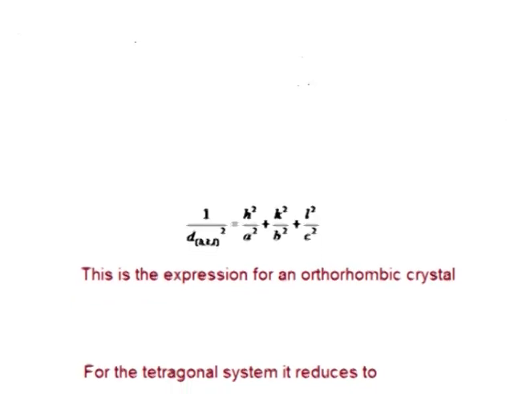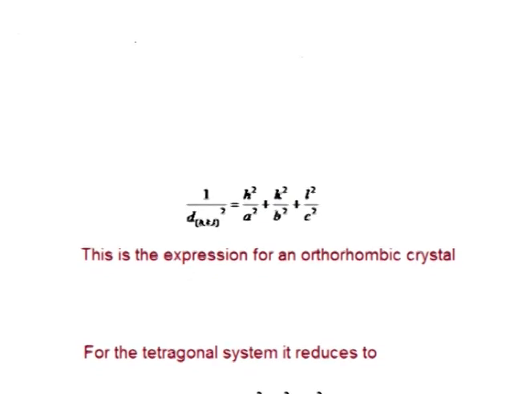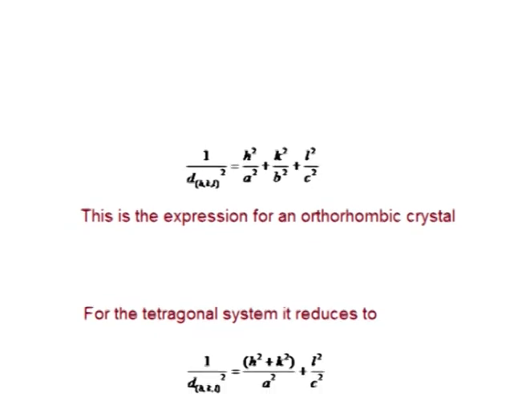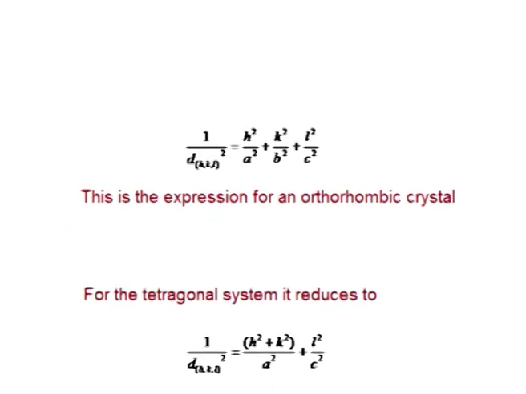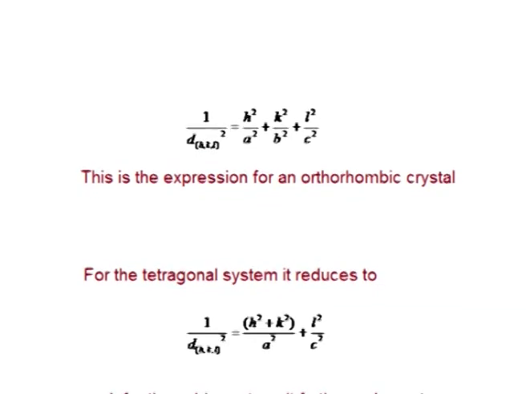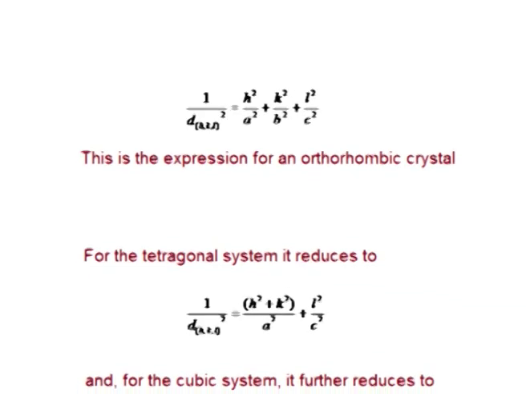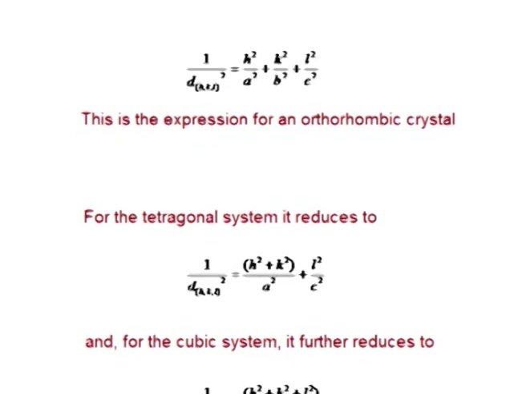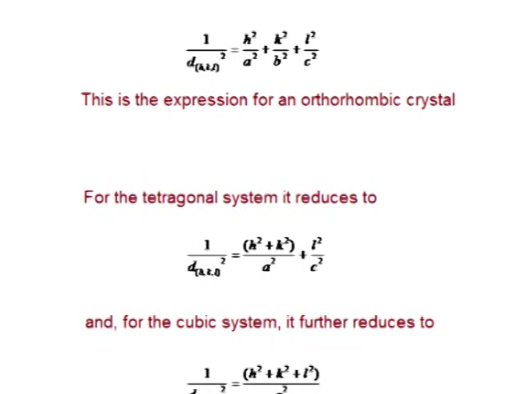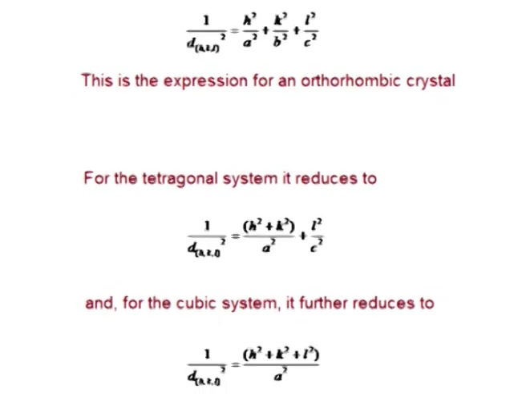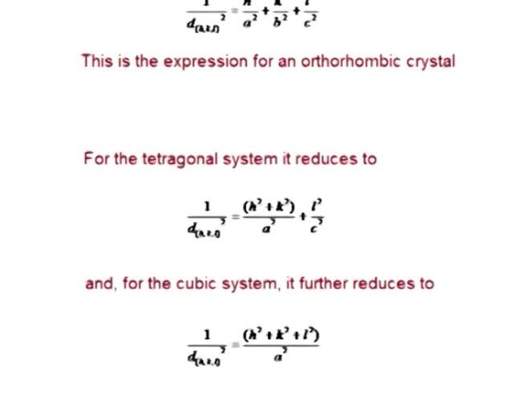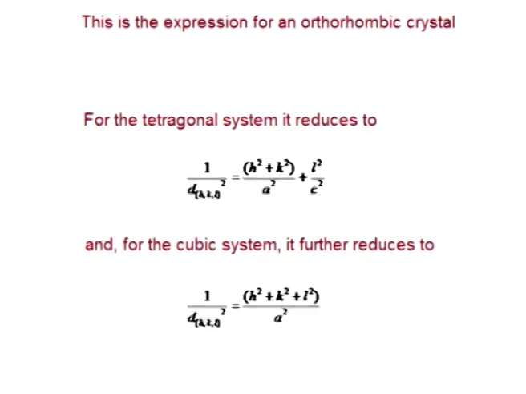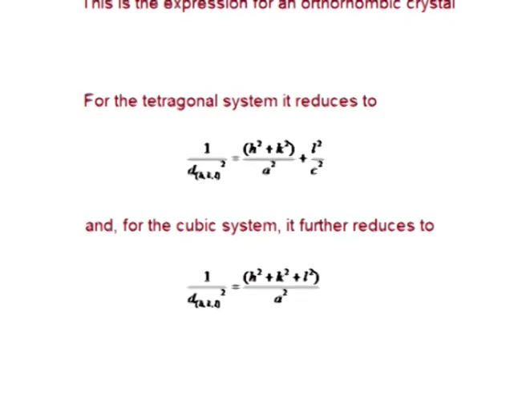squared equals h squared divided by a squared plus k squared divided by b squared plus l squared divided by c squared. This is the expression for an orthorhombic crystal. For the tetragonal system, it reduces to 1 by d squared hkl equals h squared plus k squared divided by a squared plus l squared divided by c squared. And for the cubic system, it further reduces to 1 by d squared hkl equals h squared plus k squared plus l squared divided by a squared.